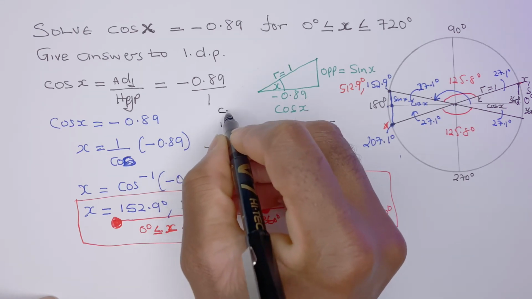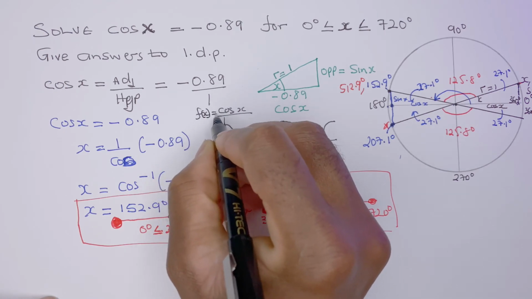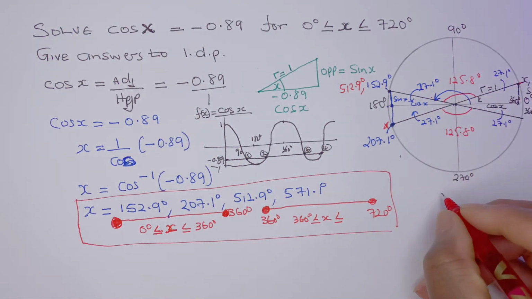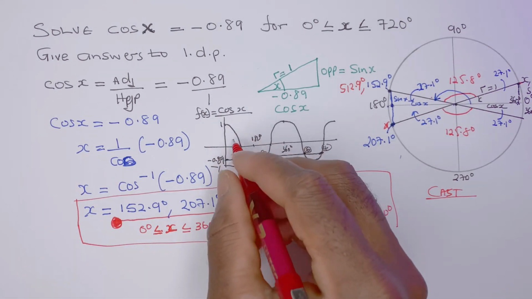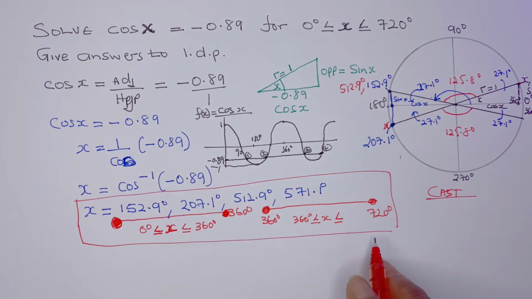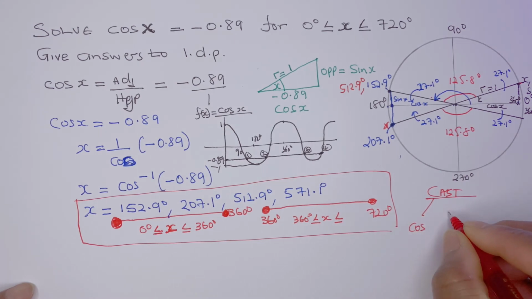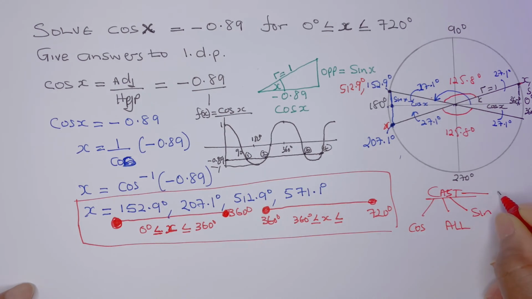So this is the cosine function, f of x equals cosine x, and that's how you could find the same thing. You could use the CAST method, or you can use the graph method to find the values of x. When you do the CAST, C stands for cos, A stands for all, S stands for sine, and T stands for tan.